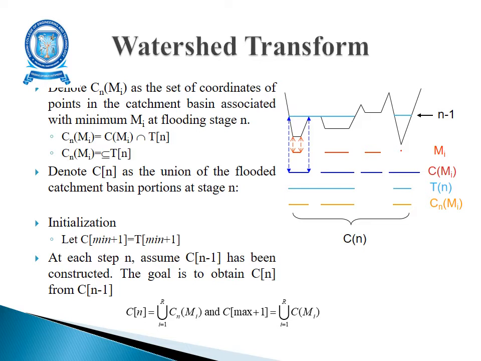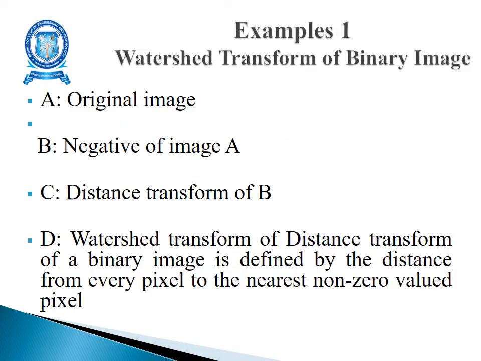Okay, so these are the basic steps that have to be followed. After this, we are going for initialization. In this step, what we have to do is let C of minimum plus 1 be equal to T of minimum plus 1. At each step, we have to assume that C of n minus 1 is being constructed. The main goal is to obtain C of n from C of n minus 1, so we follow this by the following equation.